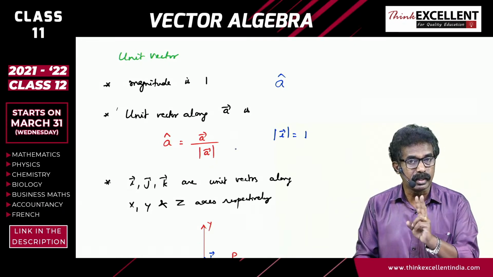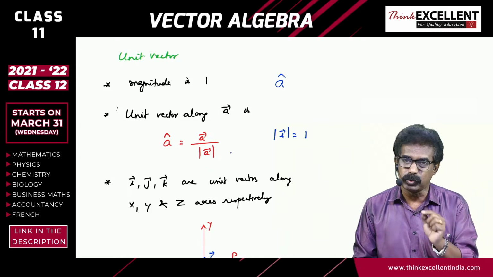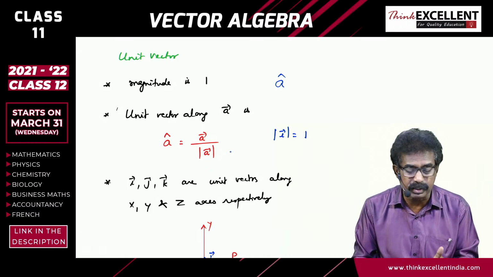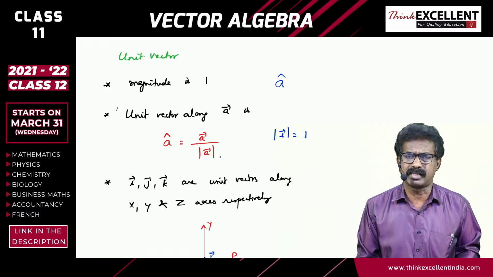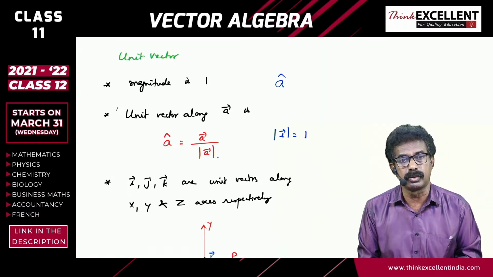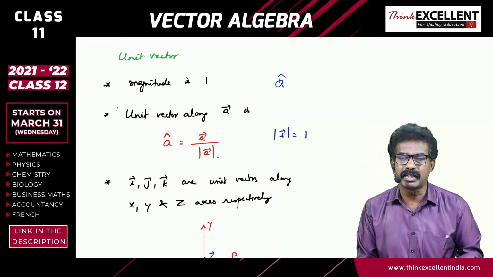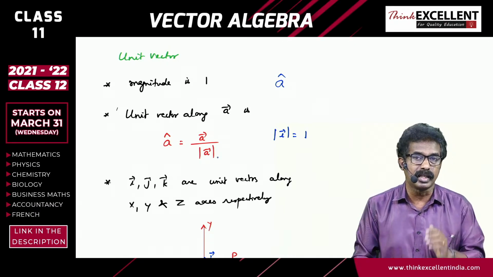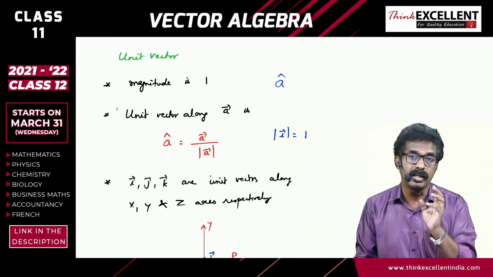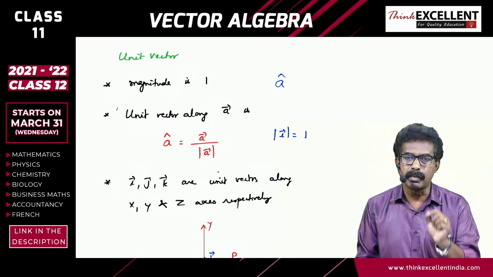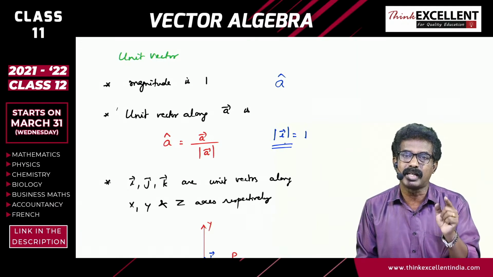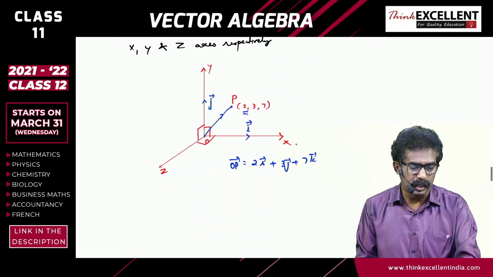For unit vector, 3 points you have to remember. First one, magnitude is 1. Second one, unit vector along A vector is given by A cap, with the formula A vector by modulus A vector. And you know there are 3 axes: X axis, Y axis and Z axis, they are all mutually perpendicular. The unit vector along X axis is I vector, along Y axis is J vector, and the unit vector along Z axis is what? K vector. Okay, so these are the 3 points you have to remember for unit vector. So the magnitude of a unit vector is what? 1. What is the magnitude of I vector? I vector is a unit vector along X axis, so we say its magnitude is 1, right?